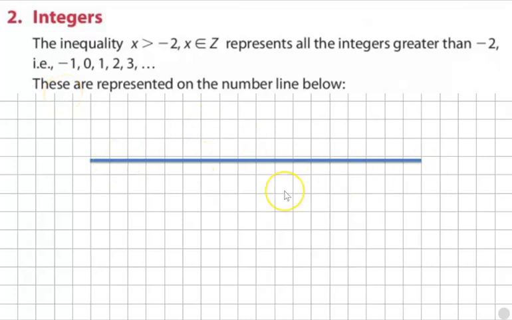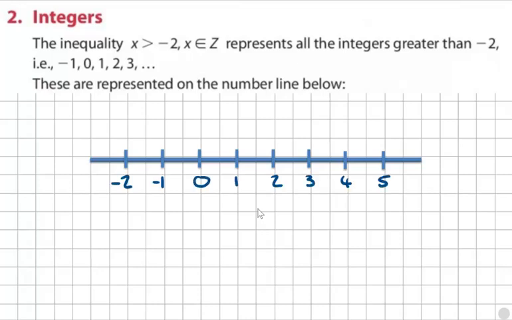So we start off again with our line, and then we draw in all the little lines, making sure that they are equal distance apart. Then we have our numbers. So I'm going from minus 1 up as far as 5.